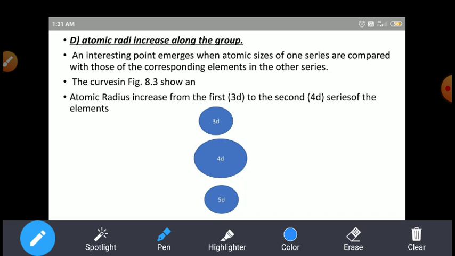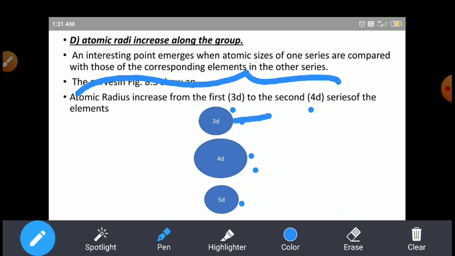Atomic radii along the group. When we move from top to bottom, the 3d series, 4d and 5d series are explained in the groups. So atomic radius increases from the 3d to the second series 4d because electrons are shifted into a different shell, the number of electrons increases, and size increases. That's why the size goes on increasing from 3d to 4d.